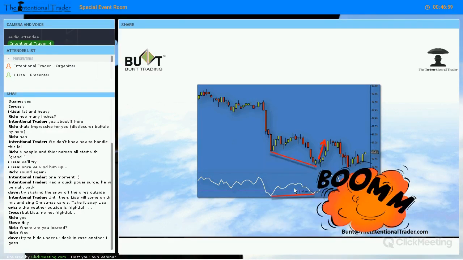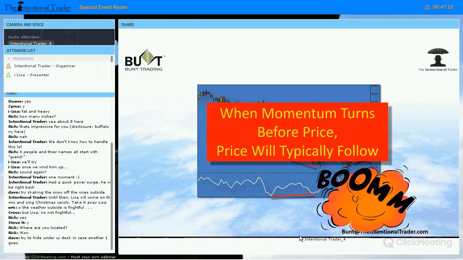Here's one: we're setting a lower low and a higher low, not in agreement. Momentum is actually moving up while price is moving down, and look what happens. Boom. So we think we can do it by just looking at it. Unfortunately, most of us will miss it.